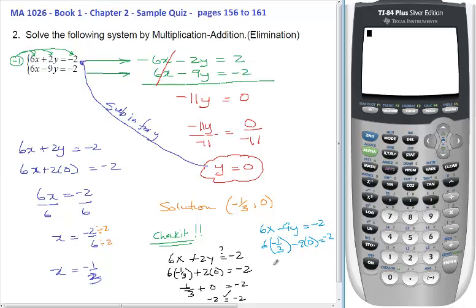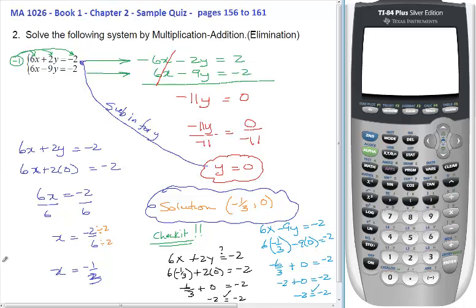6 times negative 1/3 is negative 6 over 3. Negative 9 times 0 is 0 and equals negative 2. Negative 6 divided by 3 is negative 2. Negative 2 plus 0, still negative 2. So this one works as well. So now I'm definitely sure that my answer, negative 1/3 and 0, is the correct solution. Okay, hopefully that helps. Bye for now.